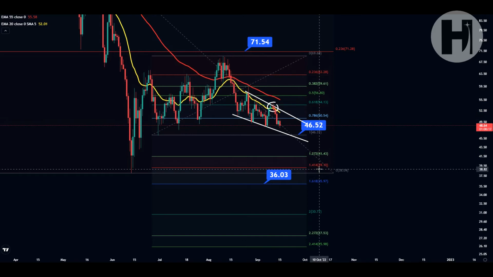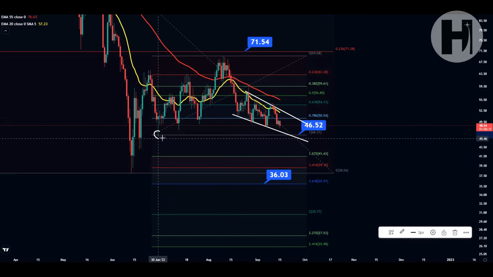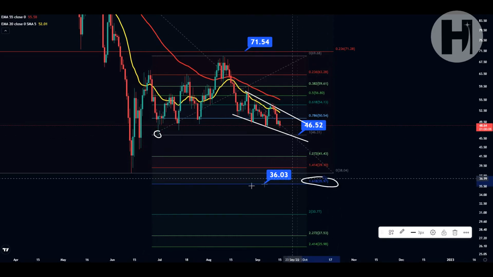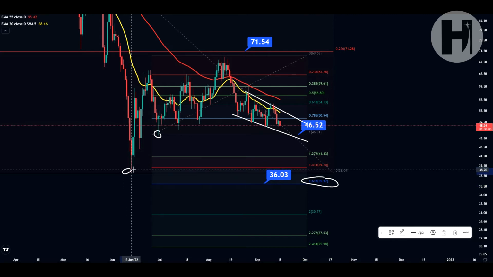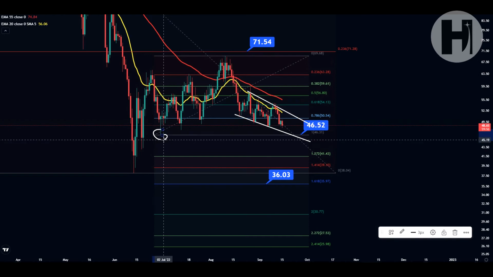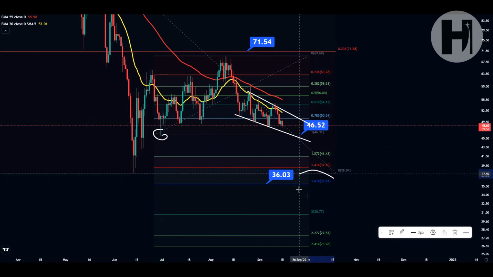If we start losing the low that we printed here in June, then our technical target is going to be all the way down here at $36, which is slightly below the June 11th or June 13th low that we printed this year. Be on the lookout for that, obviously. You still haven't lost this low, so there is no point in targeting $36.